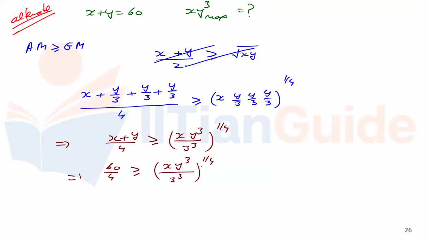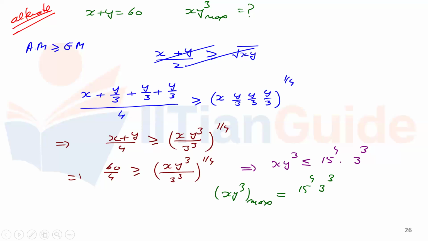On the left side, I got 15, to the power 4 on both sides. I'm writing directly here, so I'm doing the power 4. I'm getting x y cube. Just cross multiply, it would be less than or equal to 15 power 4 multiplied by 3 cube. So the value of x y cube has to be smaller than this value, but the maximum it can be is 15 to the power 4 into 3 cube. So the maximum value I can get of x y cube will be 15 power 4 into 3 cube.